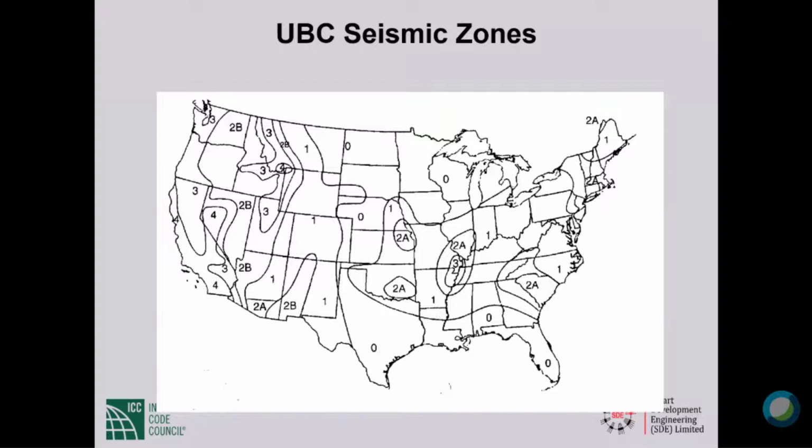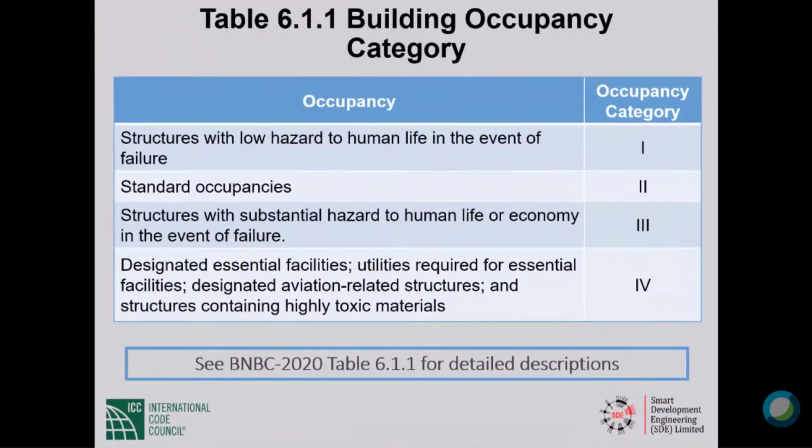97 UBC was the last time a US model code had seismic zones in it. Back then we had zone 1 through zone 4. 1 was the lowest, 4 was the highest, and zone 2 had a 2A and 2B in it. And then we went away to the maps of S sub S and S sub 1. Okay.